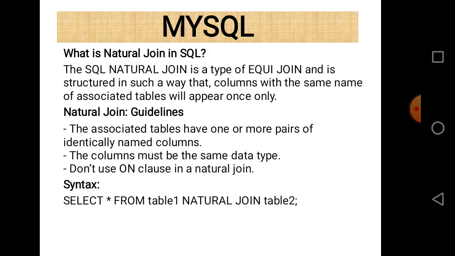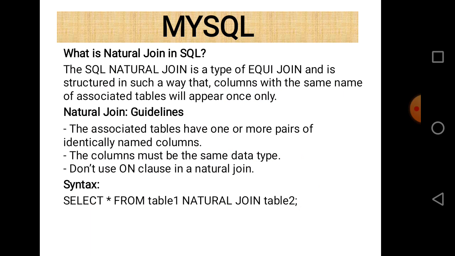Next one is natural join. SQL natural join is a type of equijoin. So it is a type of equijoin. One thing should be clear in your mind. The structure is such that columns with the same name in the associated tables will appear once only. So it is a very important point.